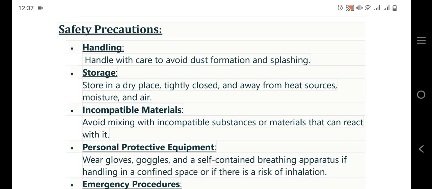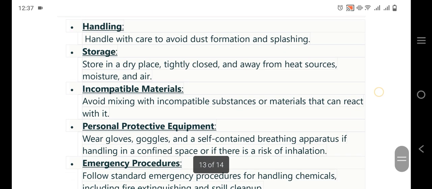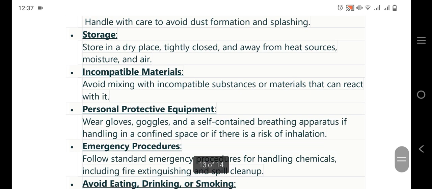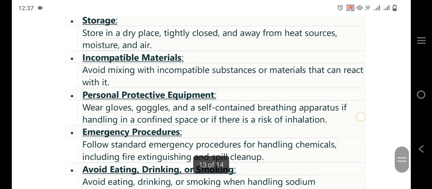Here are some safety precautions. The first one is handling. While using any chemical, we have to handle it with care to avoid dust formation and splashing. Storage: store in a dry place, tightly closed and away from heat sources, moisture and air. Every chemical should be stored like this. Incompatible materials: avoid mixing with incompatible substances or materials that can react with it.